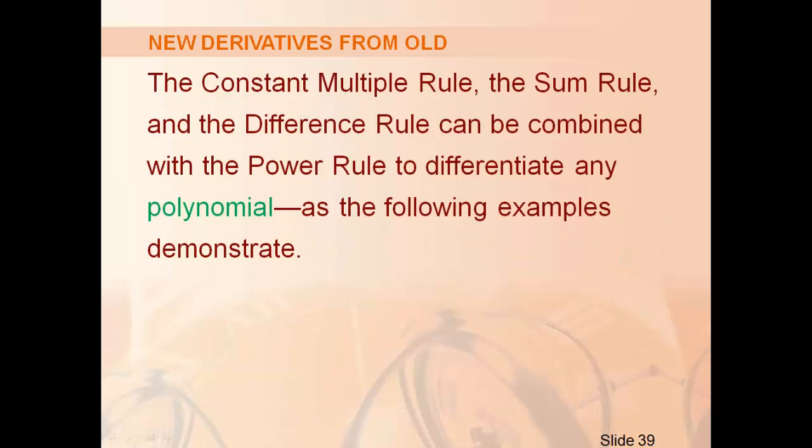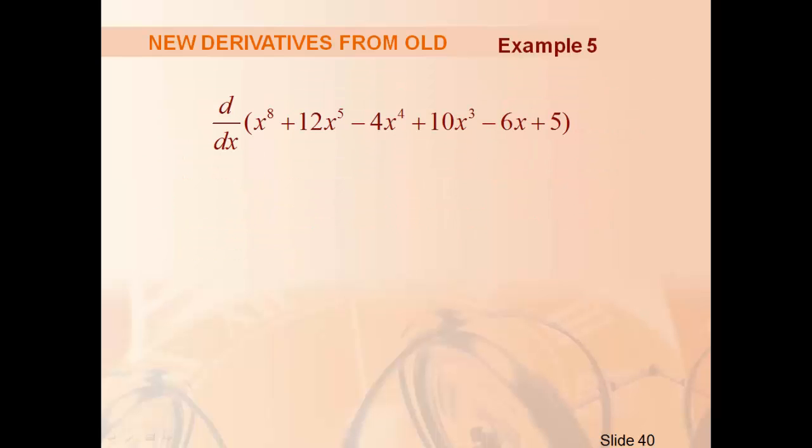So the constant multiple rule, the sum rule, and the difference rule can be combined with the power rule to differentiate any polynomial. For example, if I want to differentiate x to the 8th plus 12x to the 5th minus 4x to the 4th plus 10x cubed minus 6x plus 5, that would be like 1, 2, 3, 4, 5, 6 individual functions that I'm adding together, so I can differentiate each one of them separately. So I would find the derivative of x to the 8th using the power rule would be 8x to the 7th. The derivative of 12x to the 5th using the power rule and the constant multiple rule says that would be 12 times 5, which would be 60, x to the 4th.